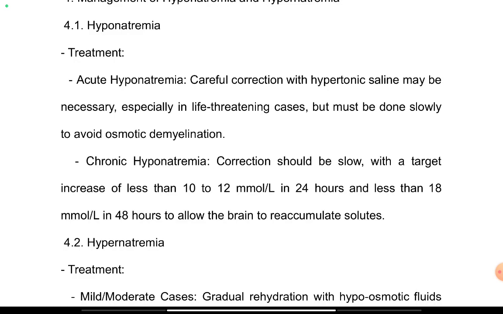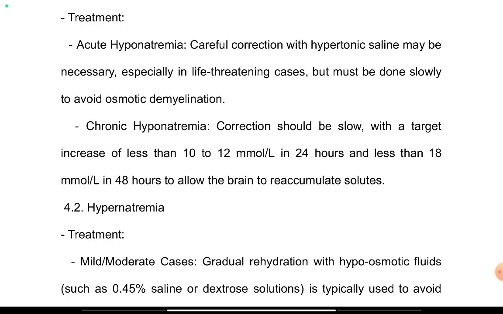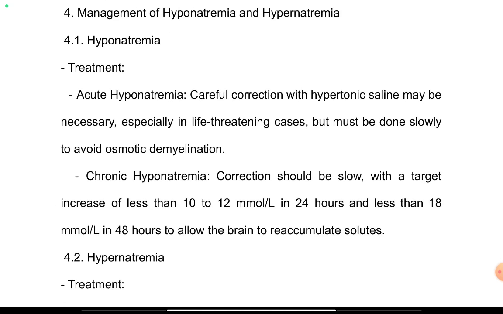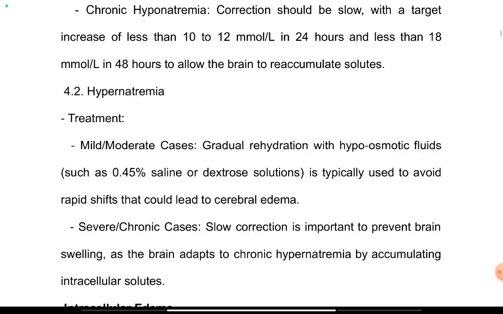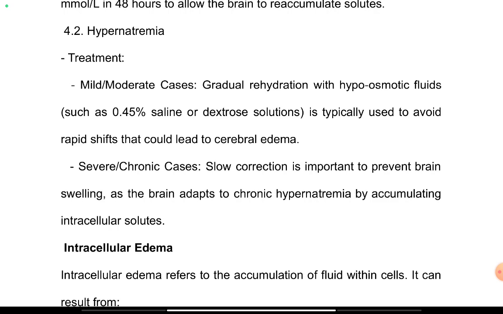as I've said earlier, you don't correct rapidly because of what? Demyelination, known as what? Central pontine myelinolysis. Okay, you don't correct rapidly. And when you are correcting hyponatremia, you are correcting with what? Hypertonic fluid, hypertonic saline. For hypernatremia, you are correcting with what? Hypotonic fluid. So that's just the opposite. When there's hyper, you correct with hypo. When there's hypo, you correct with hyper.